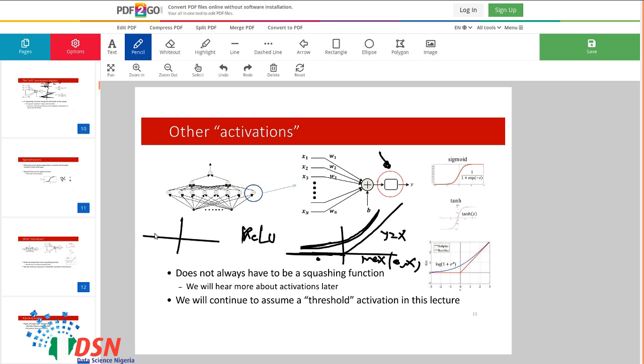And also we could have tangent hyperbolic. Instead of being between 0 and 1, it is between -1 and 1. So if the output classes are 1 and -1, we could use tangent hyperbolic. But if the outputs are 0 and 1, we could use the sigmoid activation function.